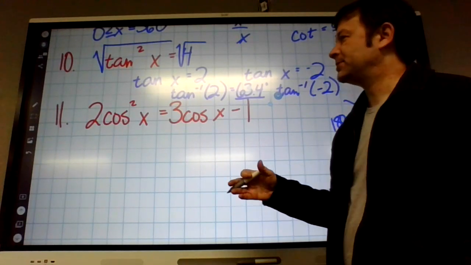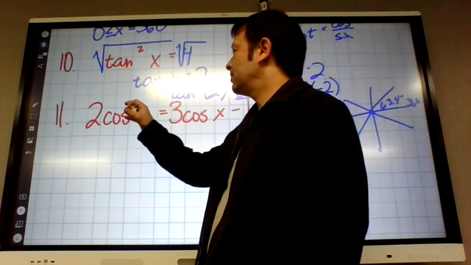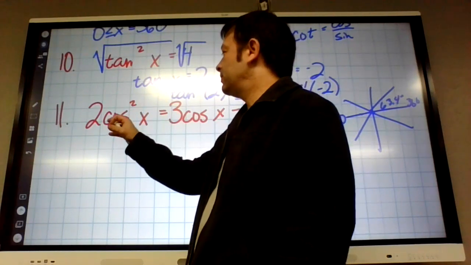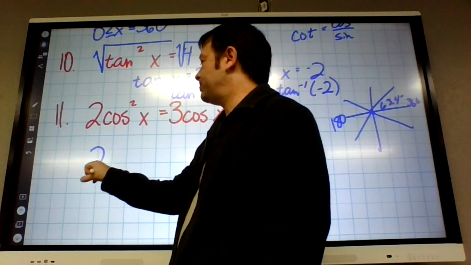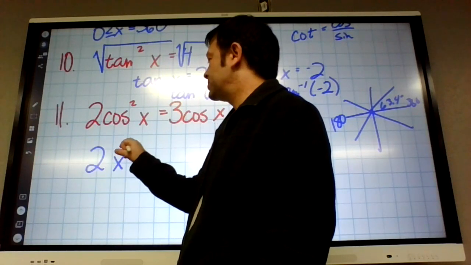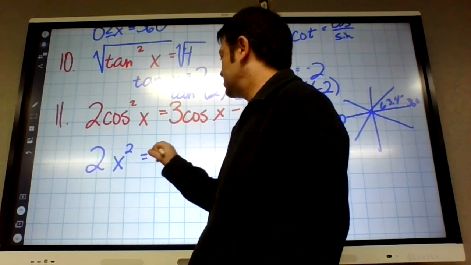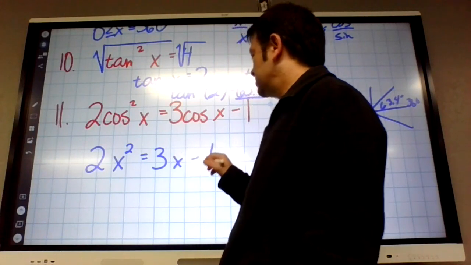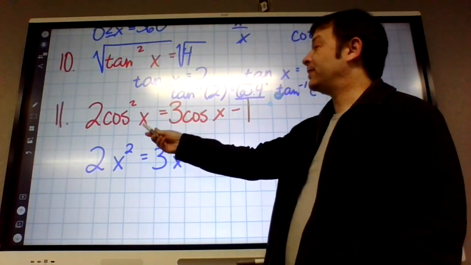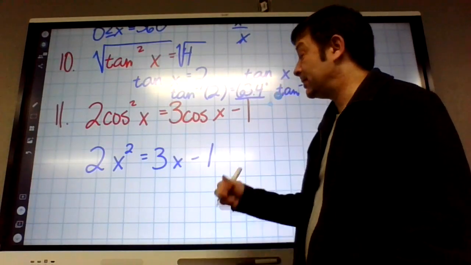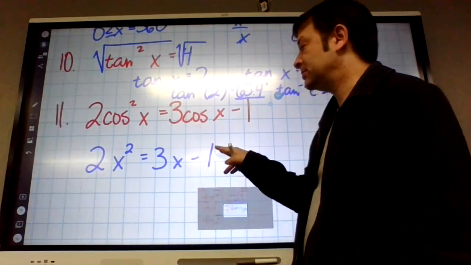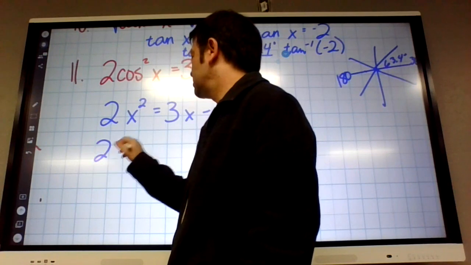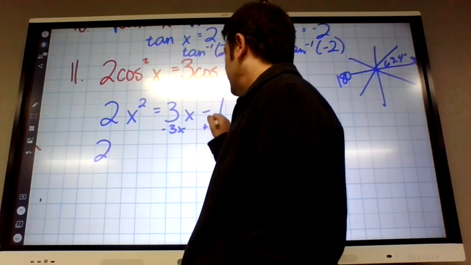On 11, remember how we did this? We had this before, right? Factor it. So I replaced cosine with x. Maybe I should have used a different variable because there's an x up there. And then how do we solve this problem? Move it to one side.